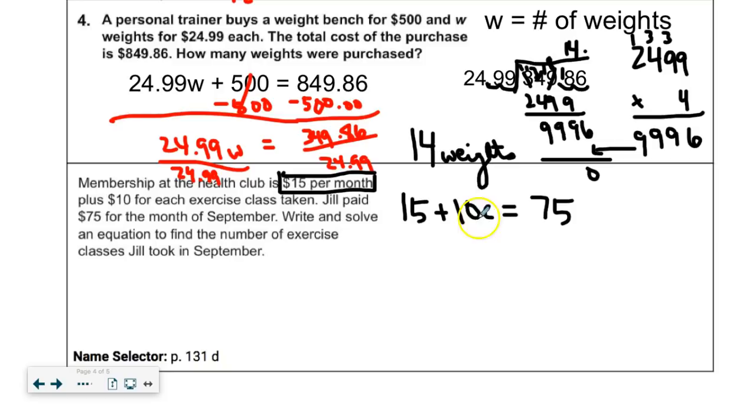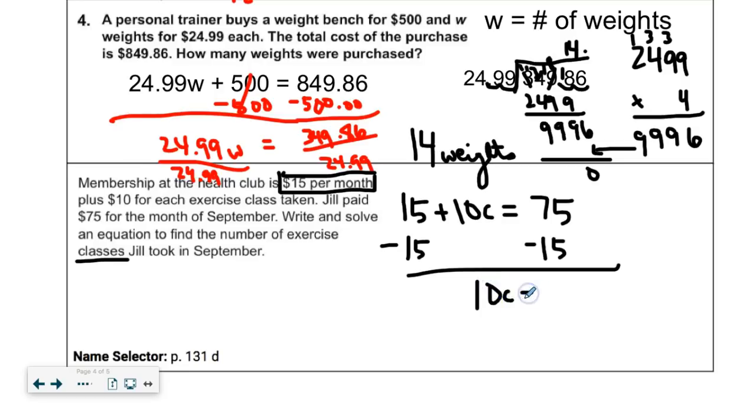So just to recap that, I'm looking for the number of classes, right? Write and solve an equation to find the number of exercise classes Jill took in September. So I'm looking for the number of classes. That is represented by the letter C right now. 10 times the number of classes plus the $15 for the month equals 75. Okay? So I'm going to subtract 15 away from both sides. That gives me 10C equals 60. Divide both sides by 10. That gives me C equals 6, so it's 6 classes.